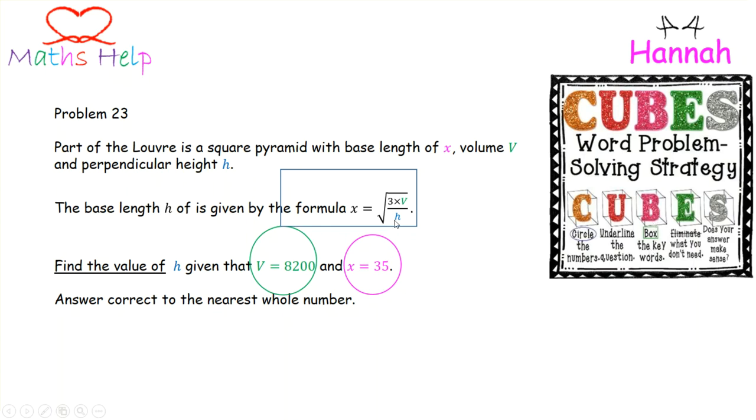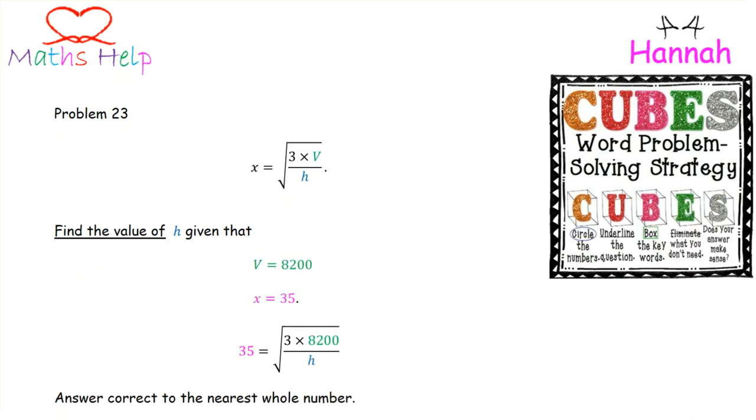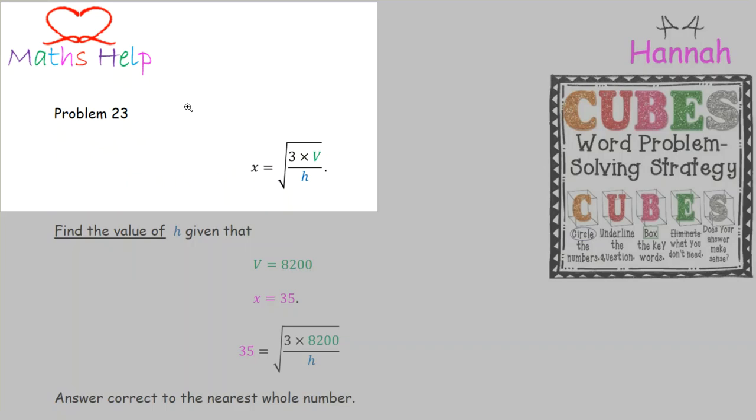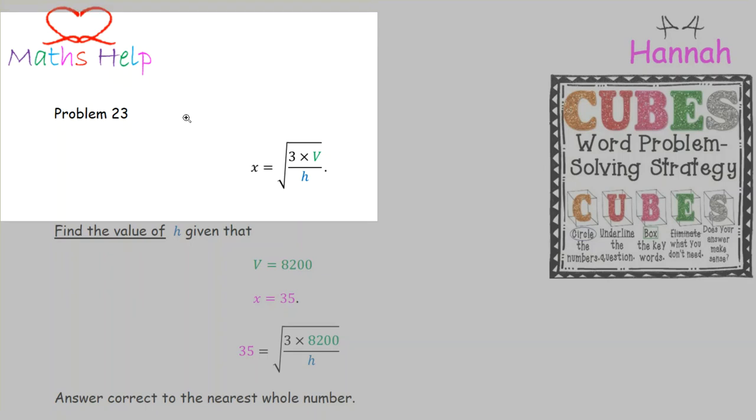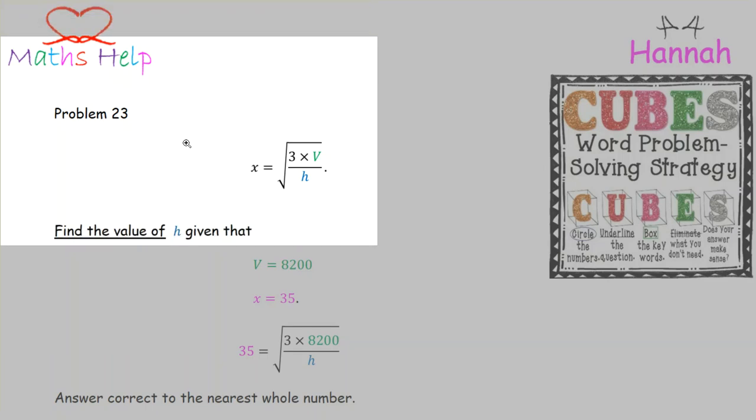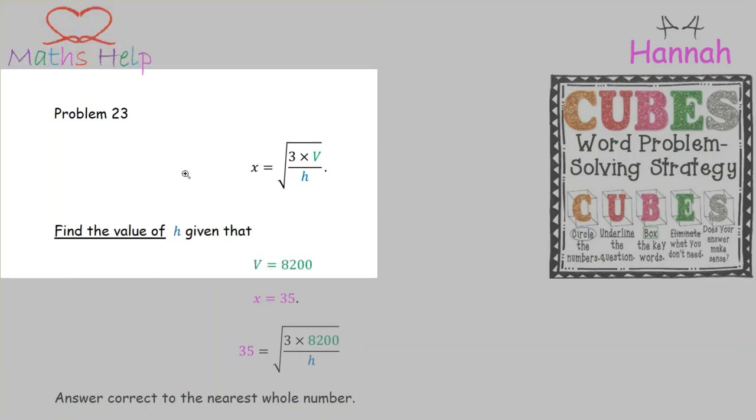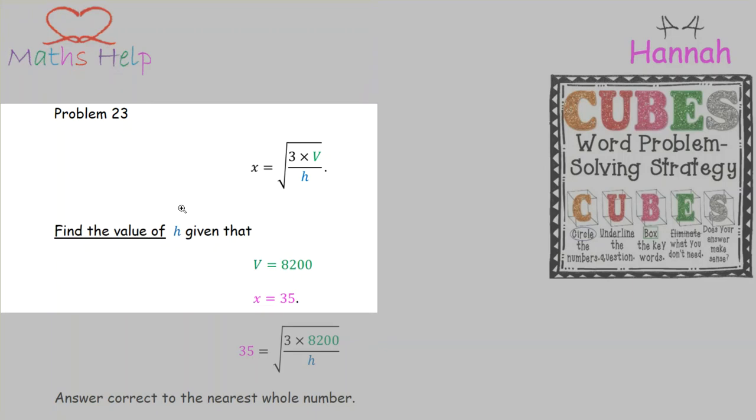Box the keywords. So we're using this formula. Sometimes you'll need to work out or remember what the formula is. This time it's given to us, so we can just use it. On the next slide, I'll eliminate what you don't need. So you can see I've just got the formula now. Really, that's all we need to use. We need to find the value of h, and we're told that v equals 8,200 and x equals 35.